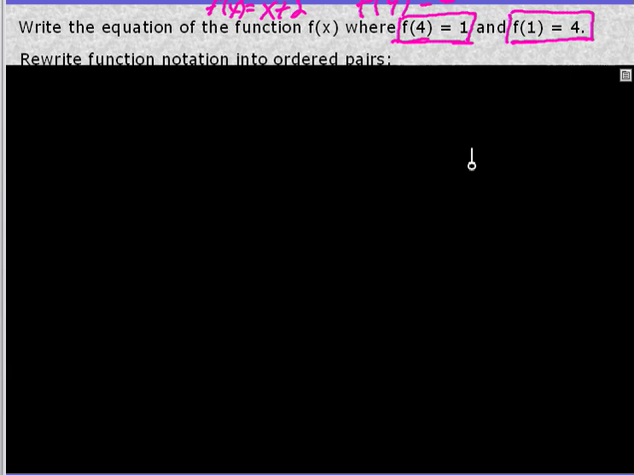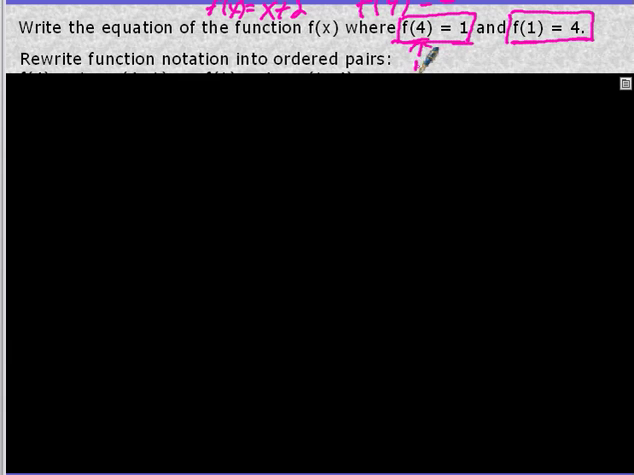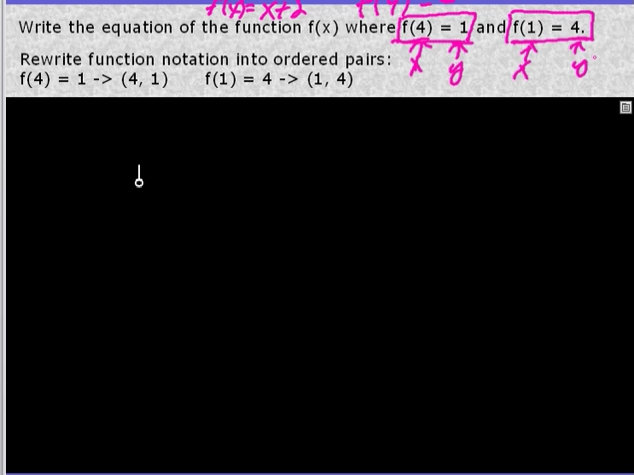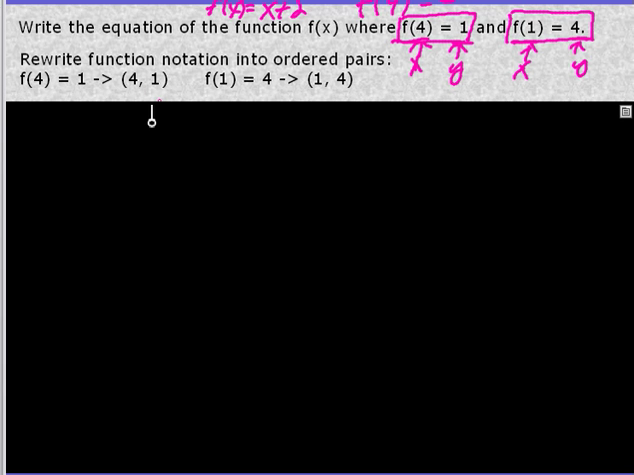So you want to rewrite these as ordered pairs. The value in parentheses is our x. That's the value of the independent variable that we're going to plug into the equation to get the output value. So remember, x is input, y is output, and this is going to be our output value. So this is our y. So x, y. I know it's terrible looking. So rewrite them as ordered pairs. f of 4 equals 1 is the ordered pair 4, 1. f of 1 equals 4 is the ordered pair 1, 4.